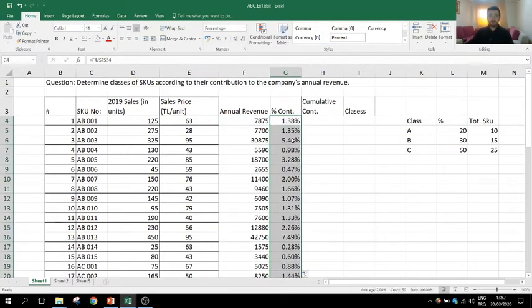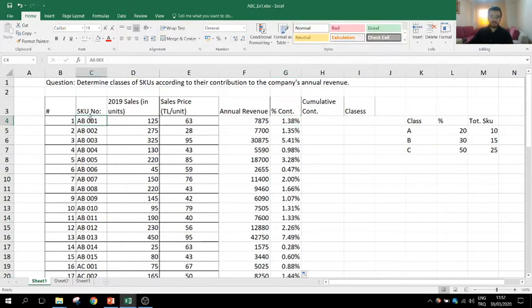Good. So what do we see? We see that AB001, this SKU, contributed to my revenue with a percentage of 1.4%. Okay. AB005 contributed 3.3% or something.